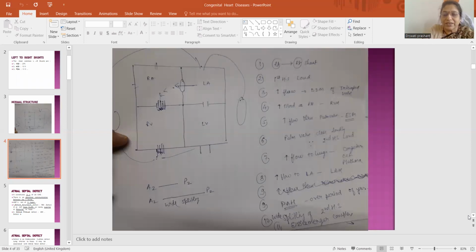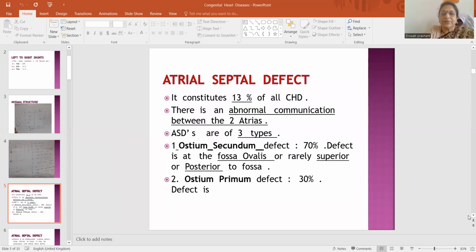Wide splitting of the second heart sound is seen, especially in ASD and VSD. Now, atrial septal defects constitute 13% of all congenital heart disease. There is an abnormal communication between the two atria.